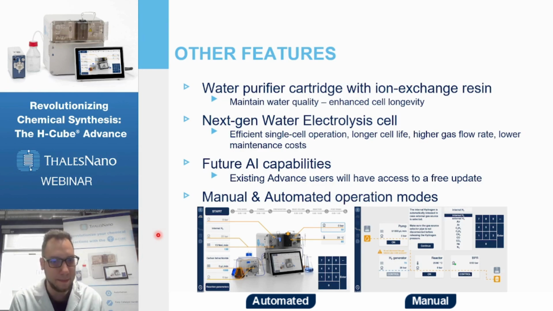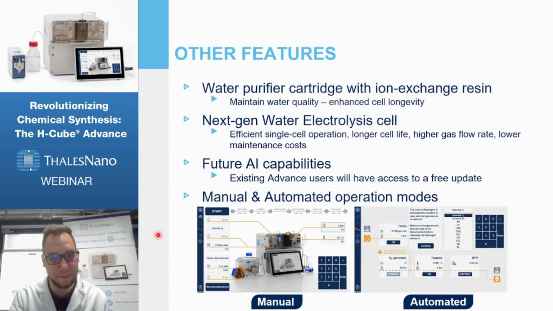Or you can just go to the automated screen and enter each parameter in a digital form. You can even set up pre-washing and post-washing times, reaction times, and then you just press start, and all the valves and all the controls will happen automatically if you do that.